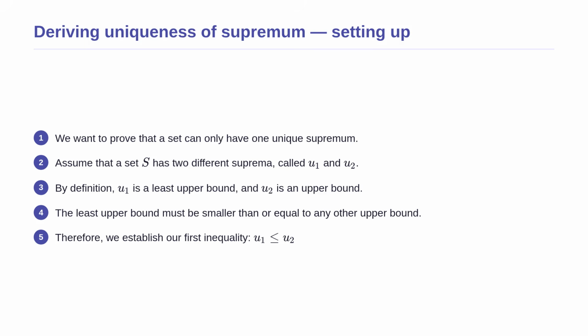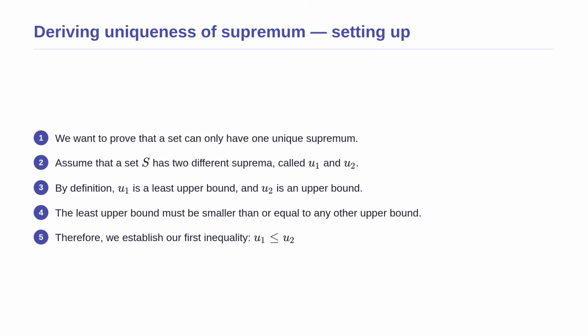Now that we have successfully used these formulas to find boundaries, a very important question arises. Can a single set have more than one supremum? We will prove that the answer is no. The supremum is absolutely unique. We start our proof by imagining the opposite. Let us assume that a set S has two different suprema, which we will call U1 and U2.